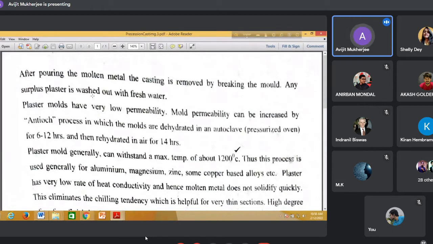So dehydrate the part in an autoclave for about 6 to 12 hours. So the moisture will be evaporated. Immediately after that, place the part in open air, not in any other device. Place the job in an open atmosphere. The atmosphere contains moisture, so the job will again be rehydrated. This process is continued for 14 hours. This is the Antioch process, which will increase the permeability.